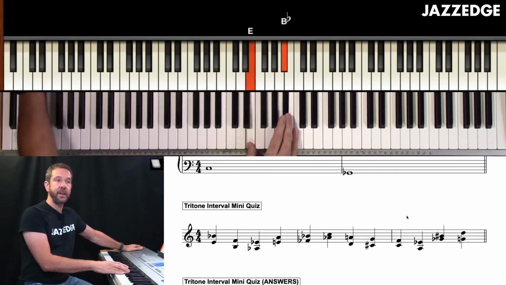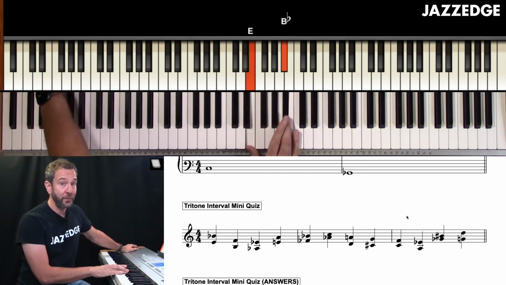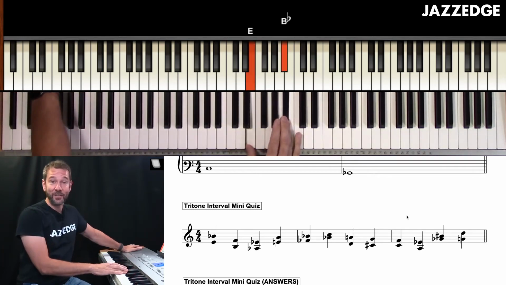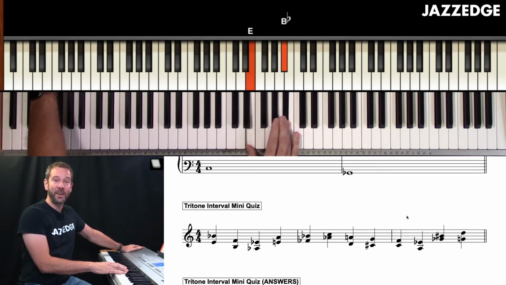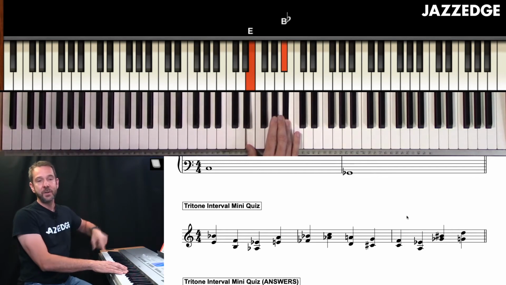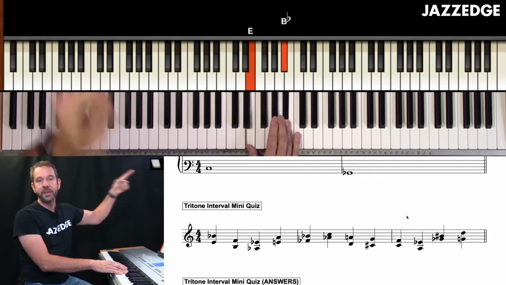So you have E and B flat. I'm going to help you out with this first one. We already know that, well, right, it is a tritone, because we've been doing that. We were just working on that interval. So E and B flat, this first one will be a tritone. So I just write in TT for tritone, okay?